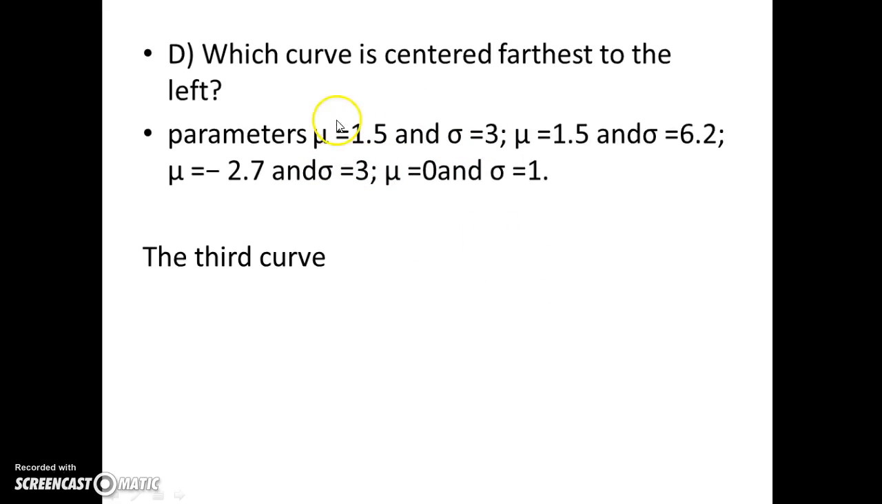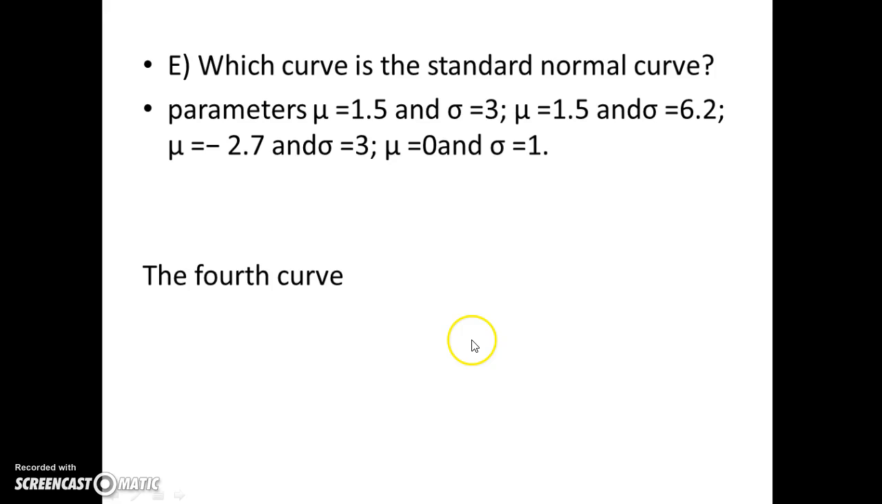Which curve is centered farthest to the left? Which means, which of these has the smallest mean? When you put it on a number line, it's going to be on the very left. When you look at the means, the third curve has a negative mu, which means that it is centered farthest to the left, because the others are all positive. Which curve is the standard normal curve? The standard normal curve has the mu, the mean, 0, and standard deviation is always 1. So the last one, the fifth curve, is the standard normal curve.